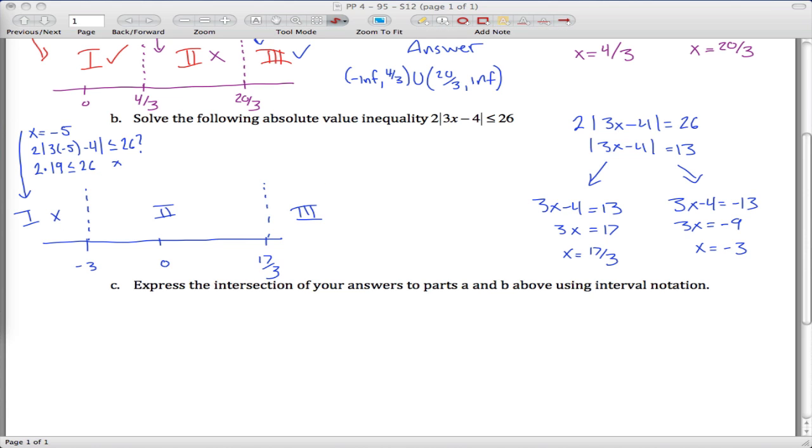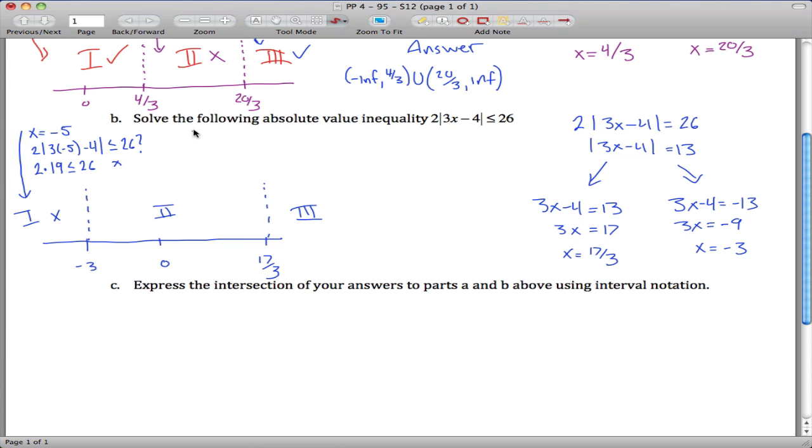All right, let me switch colors here. Something from the middle region, probably easiest to let x equal 0. And then we have 2 times the absolute value of 3 times 0 minus 4, less than or equal to 26, question mark. 3 times 0 is 0, so the absolute value of 0 minus 4 is just 4. 2 times 4 less than or equal to 26. Yeah, that's true. 2 times 4 is 8. That's definitely less than or equal to 26.